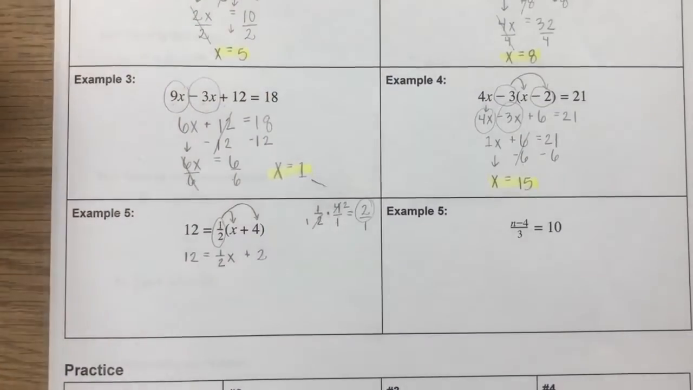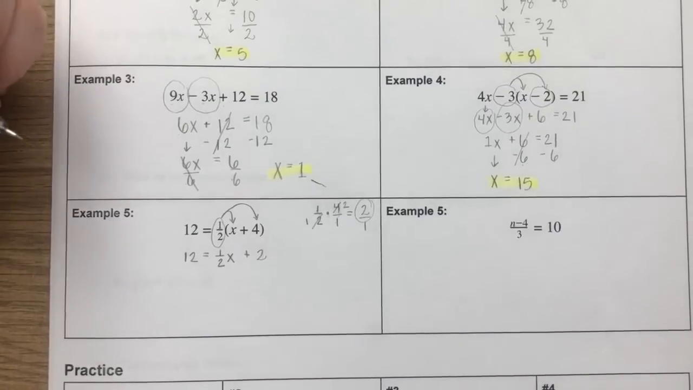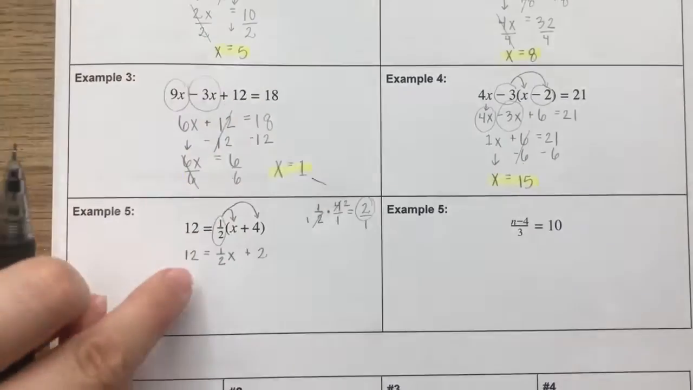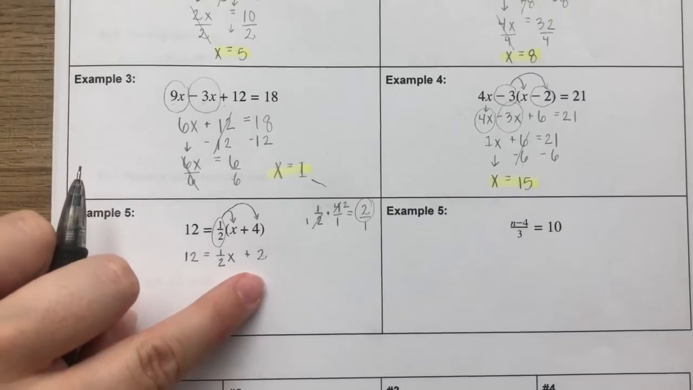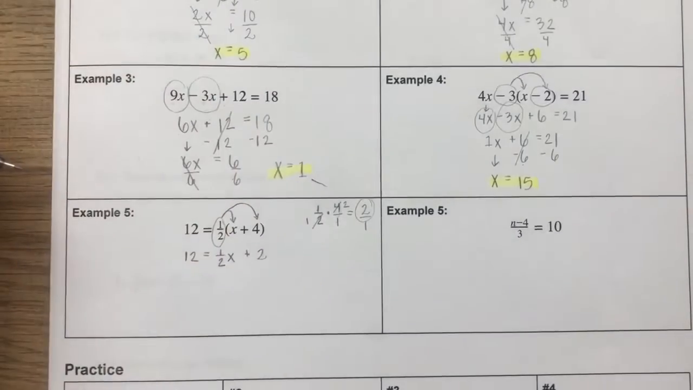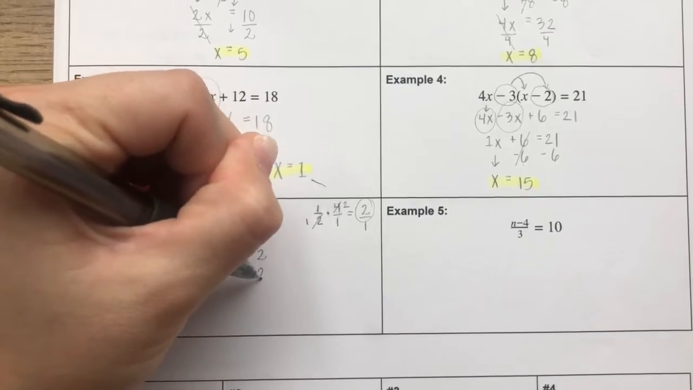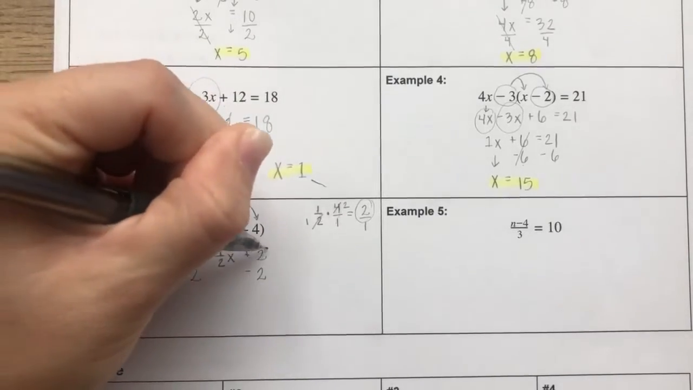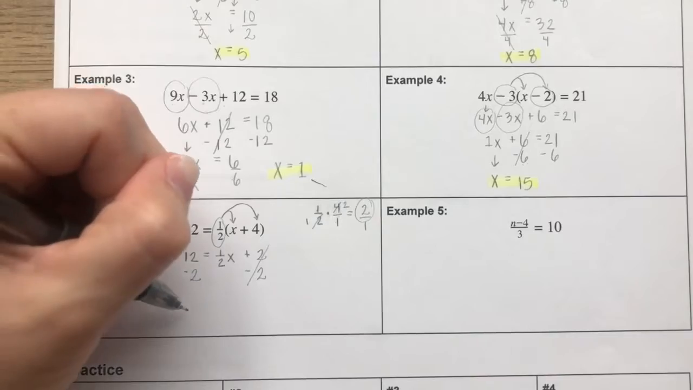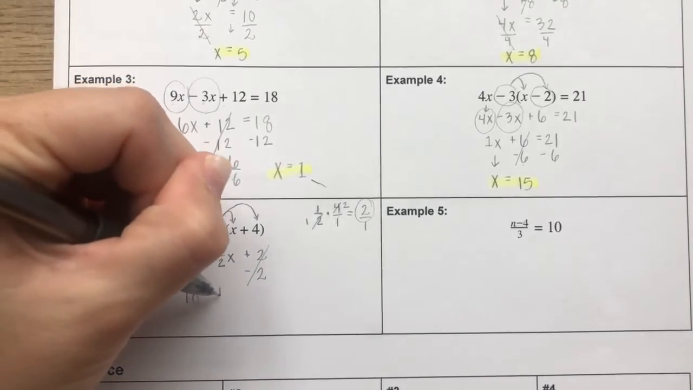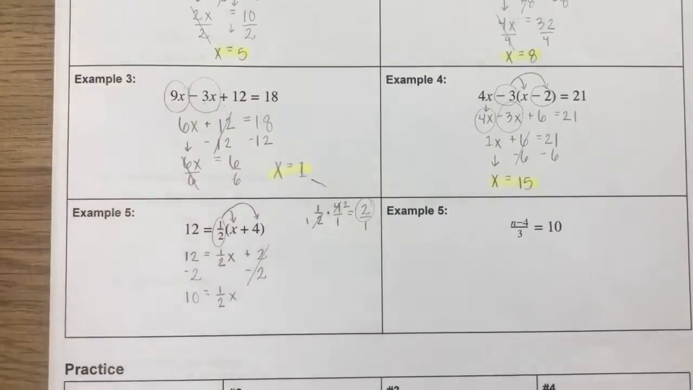Anytime you need to multiply something by 1/2, you can also just divide it by 2. That works also. So now we have 12 equals 1/2 x plus 2. We can undo the addition first, so we're going to undo the plus 2 by subtracting 2 on both sides. And then 12 minus 2 is 10 equals 1/2 x.